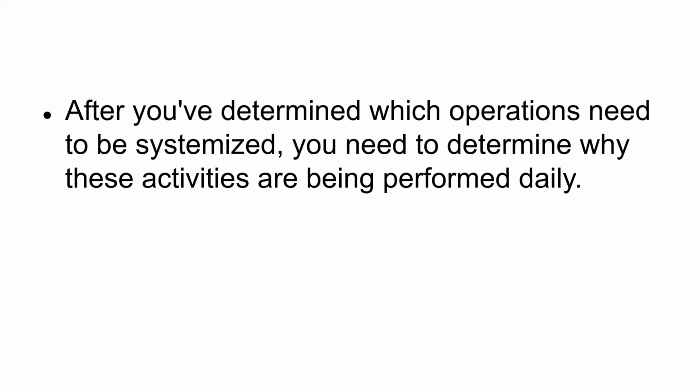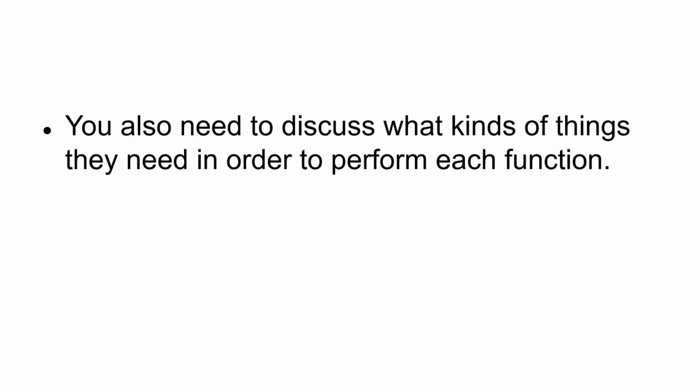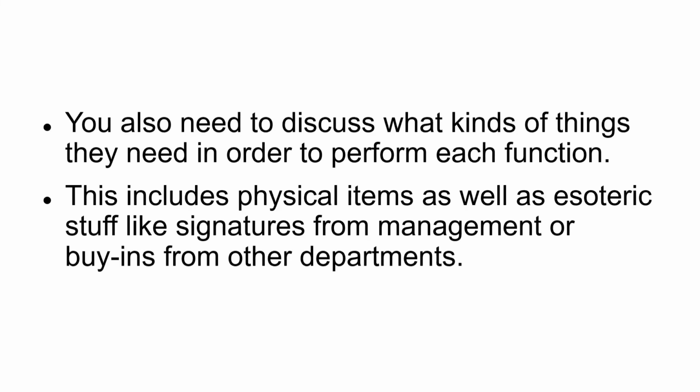After you've determined which options need to be systemized, you need to determine why these activities are being performed daily. When you and your employees understand the point behind the tasks, it can help to clarify the value of each job. You also need to discuss what kinds of things they need to perform each function. This includes physical items as well as esoteric stuff like signatures from management or buy-ins from other departments.